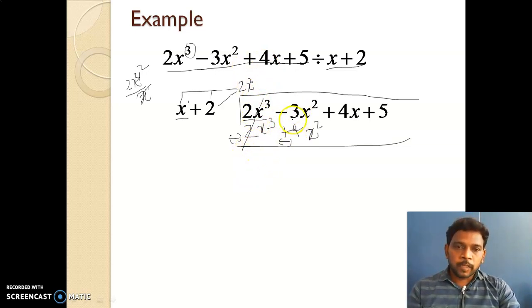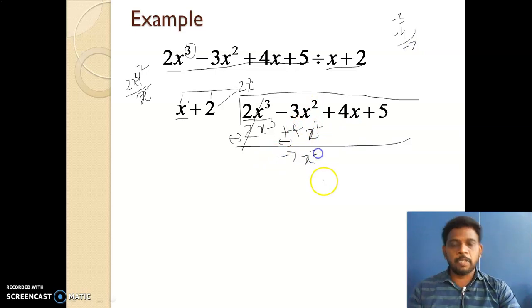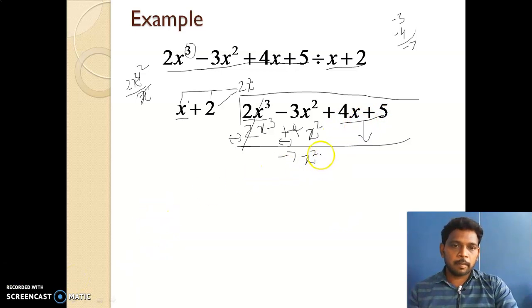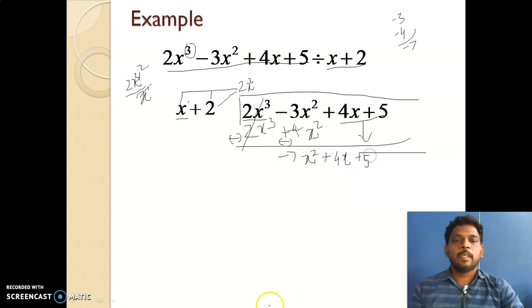Okay. So now simplify this. Here minus 3 is there and here minus 4 after changing the sign. So how can we simplify this? Both are the same sign, so we have to add. So minus 7. So here minus 7 and write the variable as it is. That is x square as it is without changing anything. And bring down the other expressions as they are. That is plus 4x plus 5.